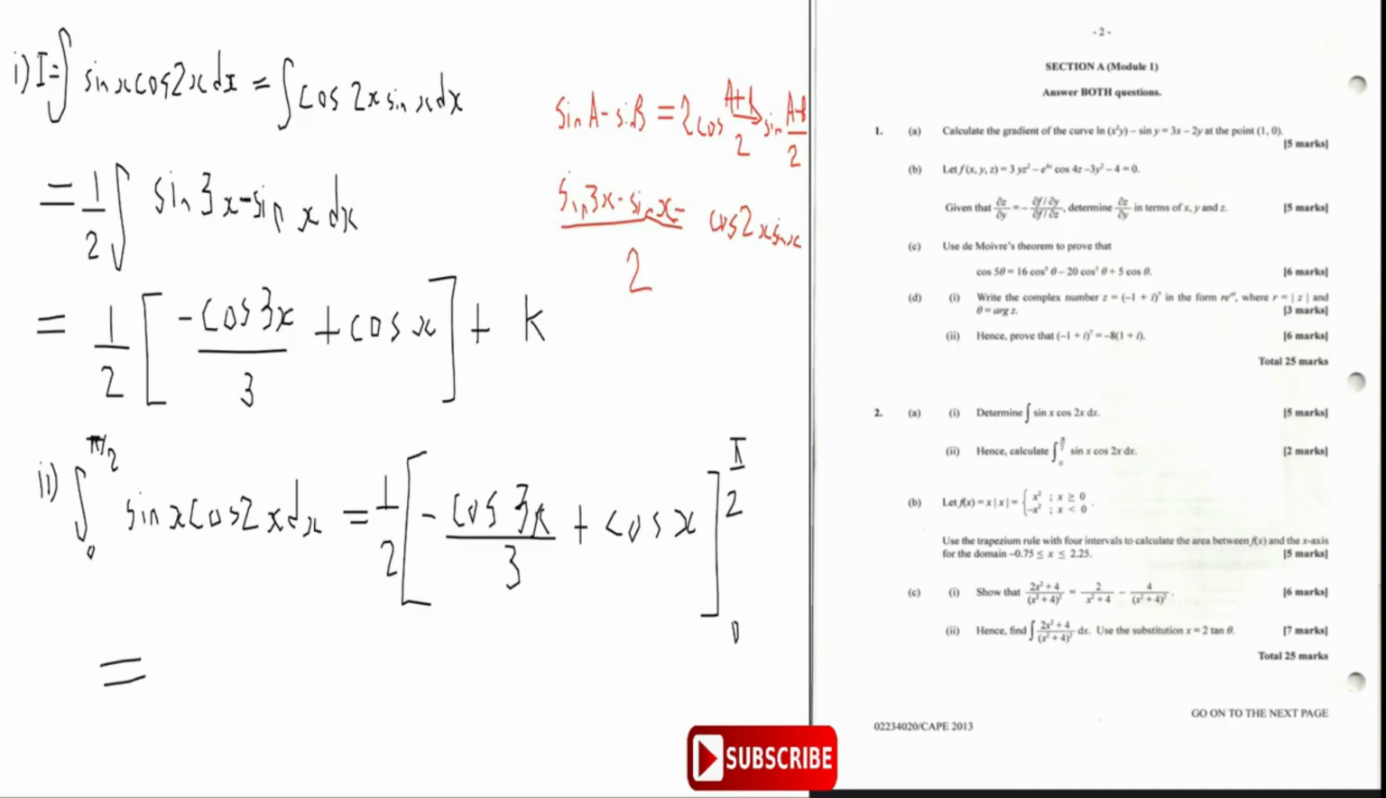Now, when you substitute x as pi by 2 here, what you're going to get is pi by 2 times 3. The cos of 3 pi by 2 is 0. So you're going to get a half of, when you put in pi by 2 first, you're getting 0. When you put in cos of pi by 2, cos 90 is also 0. So that part works out to be 0.